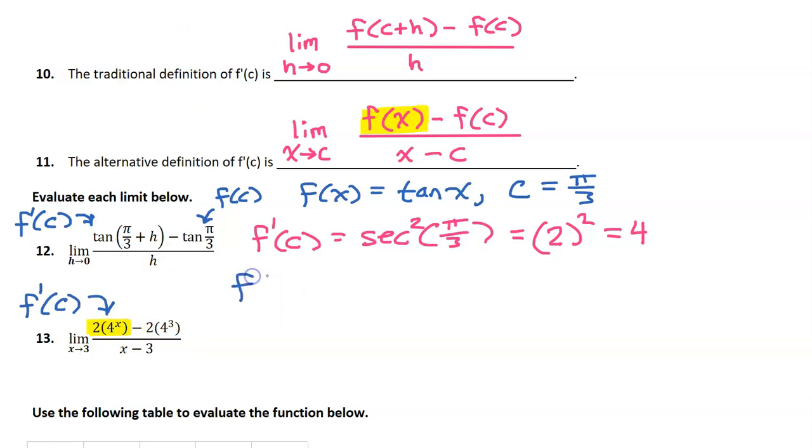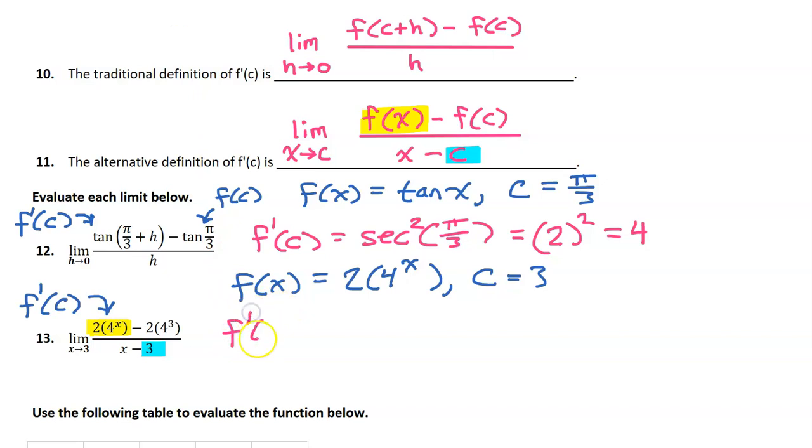Let's write that down. f of x is 2 times 4 to the x power. Now what about c? c will appear right here. And oh, looky here, it's a 3. So we know that c is 3. So this limit is really just f prime at c, where f is this and c is this. So let's use our derivative rules to figure this out.